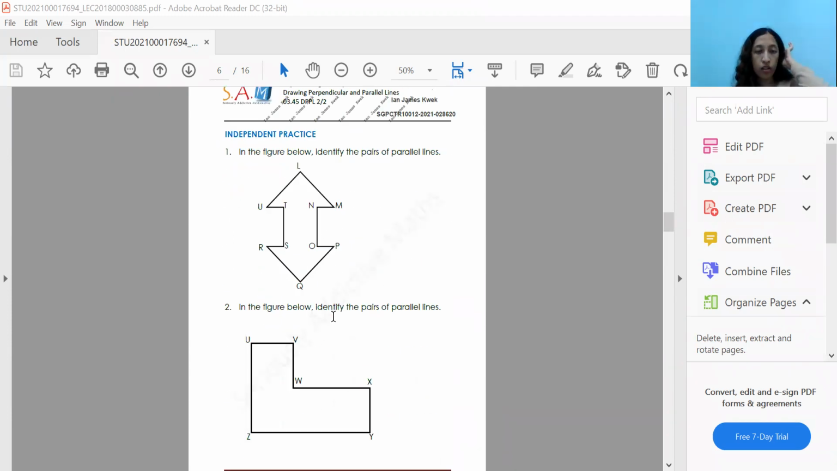Now, okay, so I would want you to pause on this video and attempt question 1 and 2 for me before I go through with you. Okay, so let's go through. In the figure below, identify the pairs of parallel lines. Okay. Let's see. UL is parallel to QP. Okay, UL parallel to QP. I hope all of you got that. And okay, what about another one? Let's see. LM is parallel to RQ.